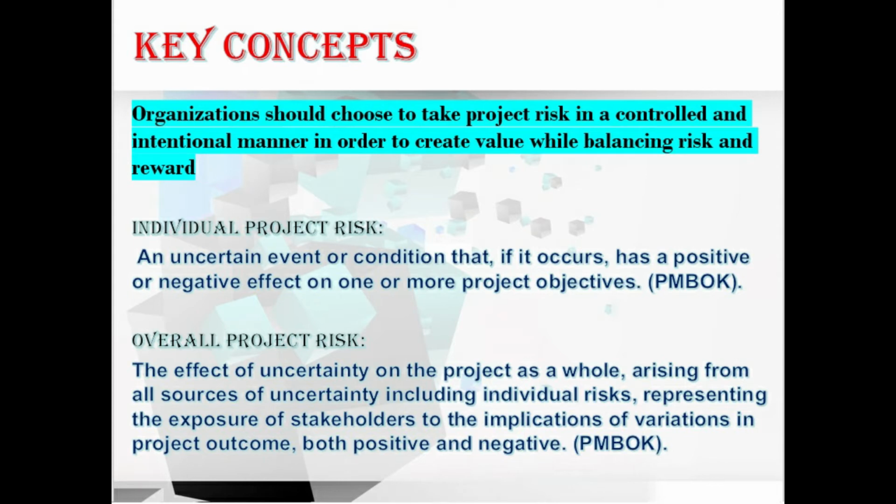Individual project risk is an uncertain event or condition that, if it occurs, has a positive or negative effect on one or more project objectives. Coming to overall project risk: it is the effect of uncertainty on a project as a whole, arising from all sources of uncertainty, including individual risk, representing the exposure of stakeholders to the implications of variations in the project outcome, both positive and negative. Hope you understood individual project risk and overall project risk.